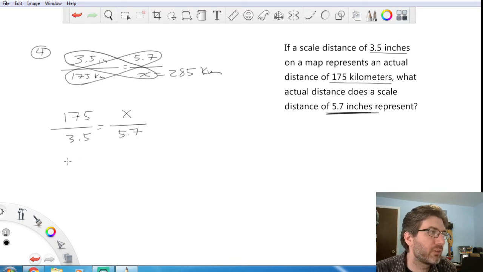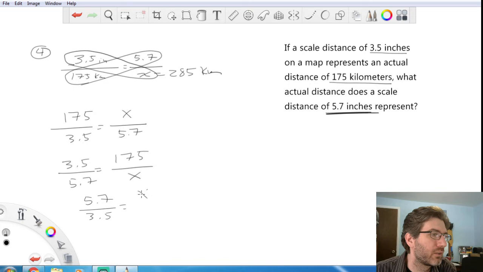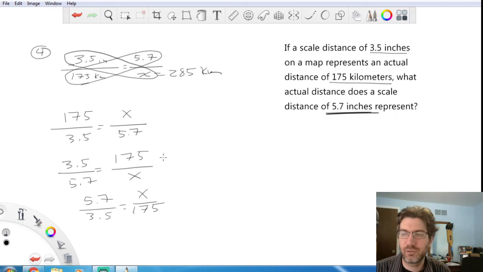You could have flipped things around like 3.5 equals 175 over 5.7 over x. That would have given you the same answer, and then the other one is, I guess, the reverse of that. Yeah, if you want to do it that way. It's all going to give you the same answer, so just as long as things are lining up, you should be all right.